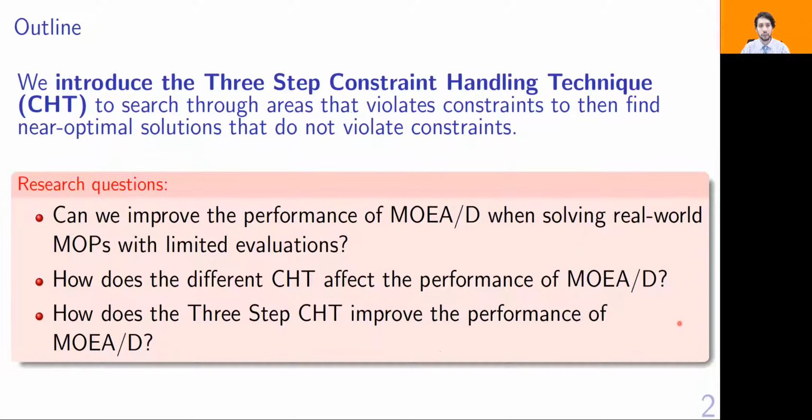So in this work, we introduce the three-step Constraint Handling Technique, CHT, to search through areas that violate constraints to then find near-optimal solutions that do not violate them. In this work, we want to answer three research questions. Can we improve the performance of MOEA when solving real-world problems with limited evaluations? How does the different CHT affect the performance of MOEA? And finally, how does the three-step CHT improve the performance of MOEA?